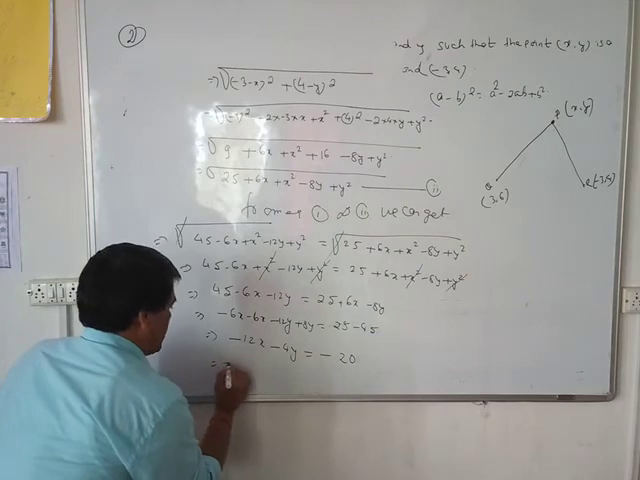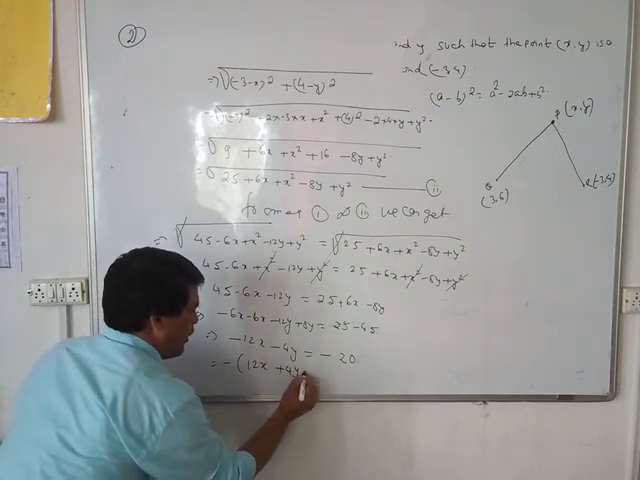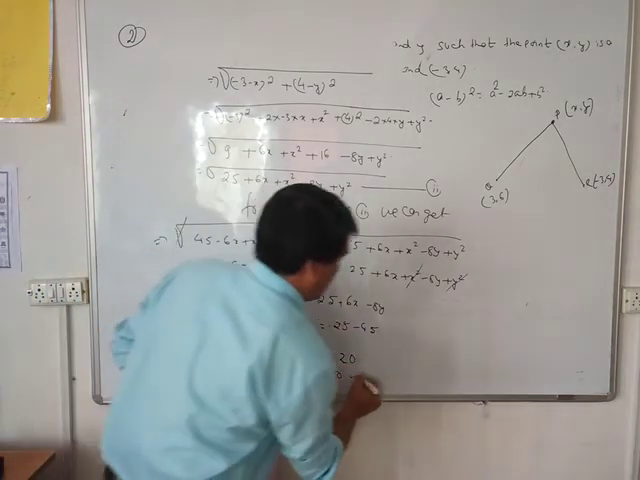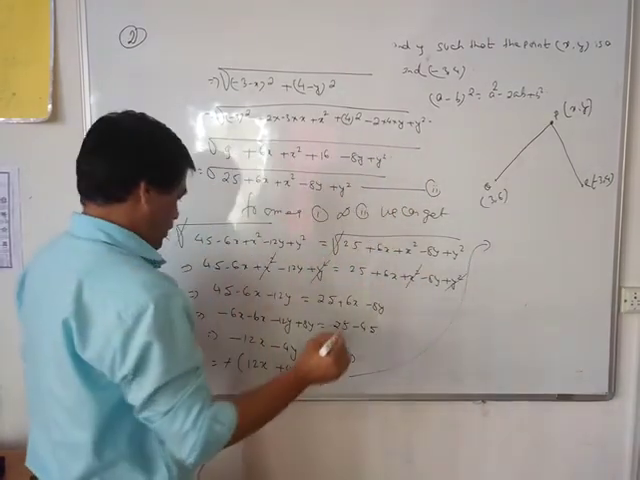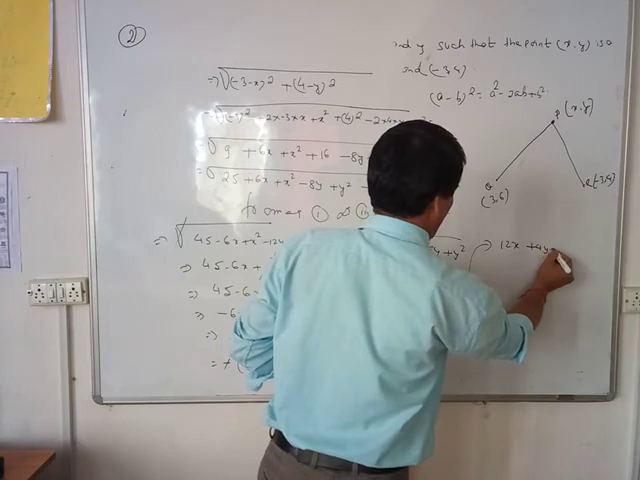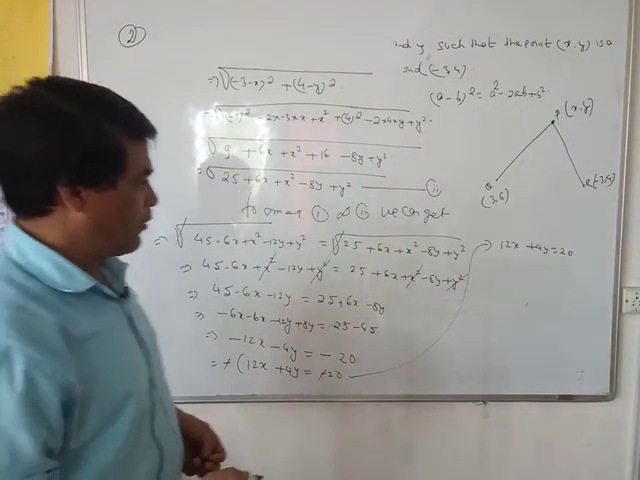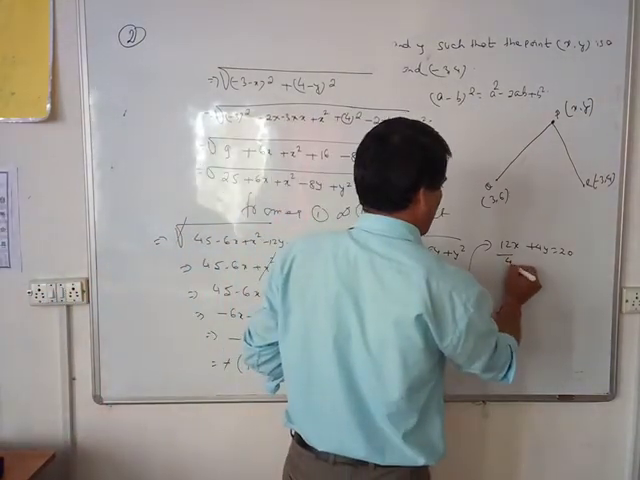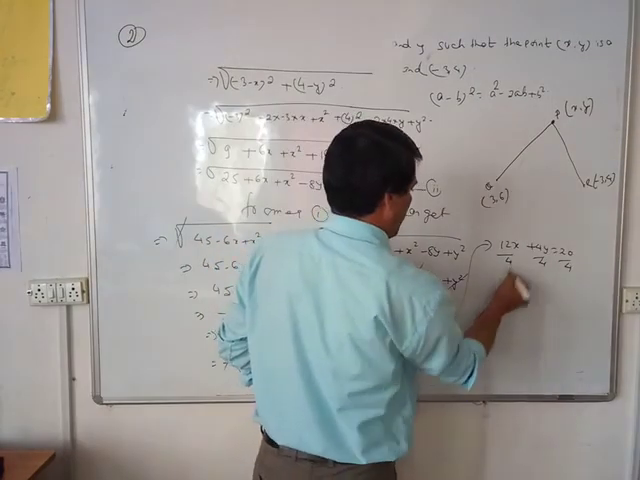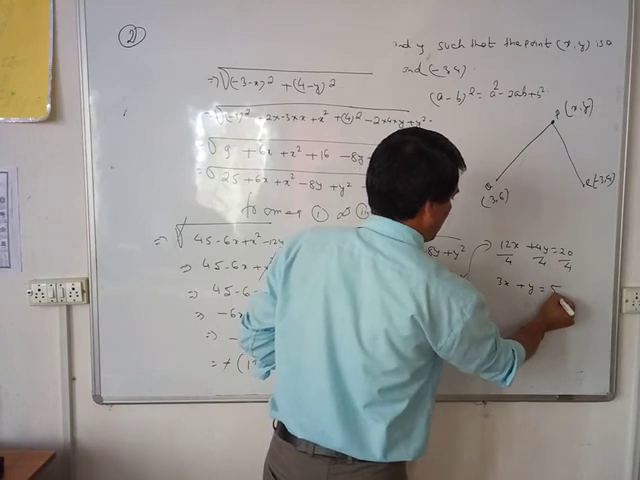If we take a minus sign common, then we get 12x plus 4y equal to minus 20, and the minus is cancelled. At last we get 12x plus 4y is equal to 20, and again we divide both sides by 4. Everything is divisible by 4. Then 4 threes are 12, so 3x plus y equals 5.